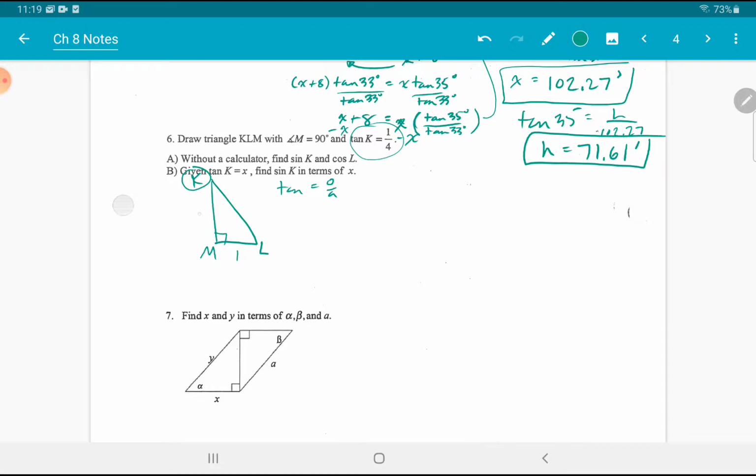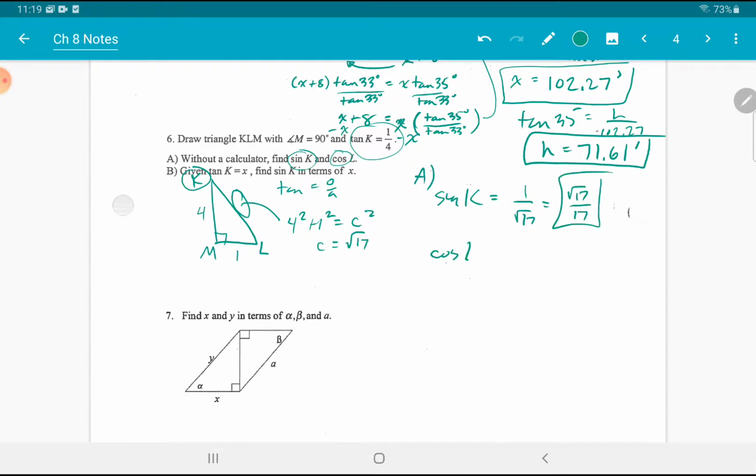If this is K, we know that tangent is the same thing as opposite over adjacent. So opposite 1 and adjacent 4, we can just give it the ratio of 1 to 4. Therefore, what we want to do is find sine of K and cosine of L. Sine and cosine require us to get a hypotenuse, so let's find out what this hypotenuse is. We have 4 squared plus 1 squared equals c squared. 16 and 1 give us 17, so c is going to equal the square root of 17. So to answer part A, sine of K is simply opposite over hypotenuse, or rationalizing that, we get root 17 over 17.